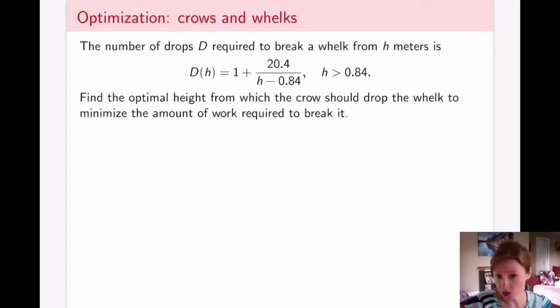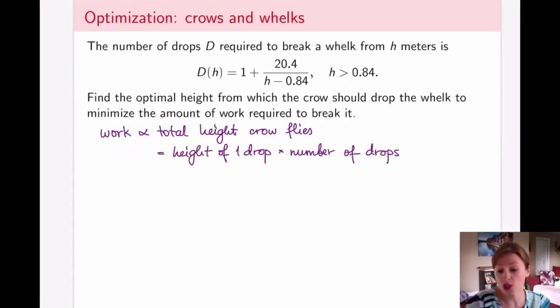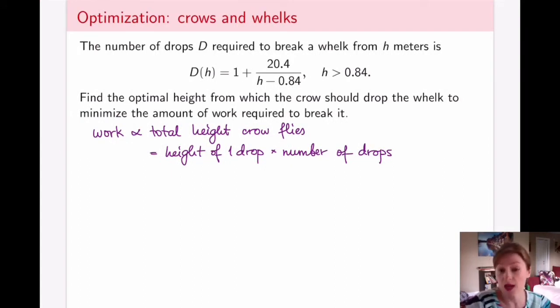From physical principles, we know that work is proportional to the distance, or in this case, the height that the crow flies. And the total height that the crow flies will depend on the number of drops it actually has to make. So the total height is going to equal the height of one particular drop, or every drop, times the number of drops in total. Now, here we actually have variables assigned to all of those things. The height of one drop is h, and the number of drops from the height h that the crow is expected to make before the whelk breaks is, of course, described by this function, which is d(h).